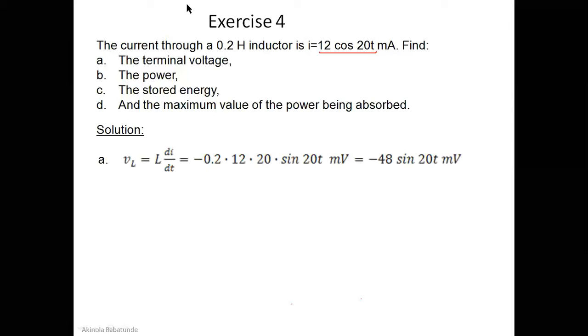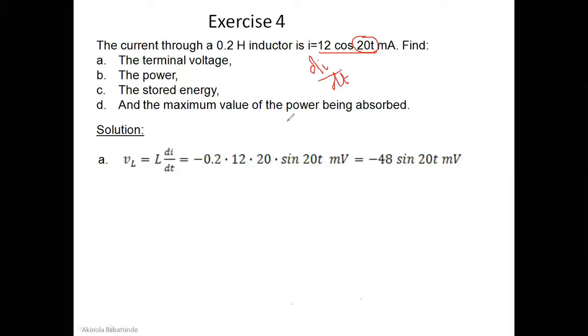We do know that for an inductor, V would be equal to L di/dt. So we know that our L is 0.2, and they gave us the current I, so we need to find di/dt. What is di/dt from this current? If you differentiate 20t, you have 20, that 20 goes to the back, so you have 12 times 20 at the back here. So you're left with cos 20t. If you then differentiate cos 20t directly, you have minus sine 20t.